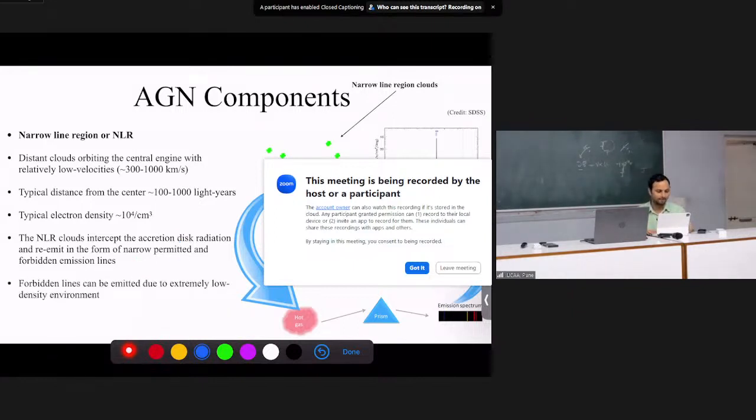Here the density is so low in this narrow line region that even forbidden emission takes place. Everybody knows forbidden lines? You don't know? Homework. It's only 12:20, so it's homework. Read about forbidden lines. What is forbidden emission?